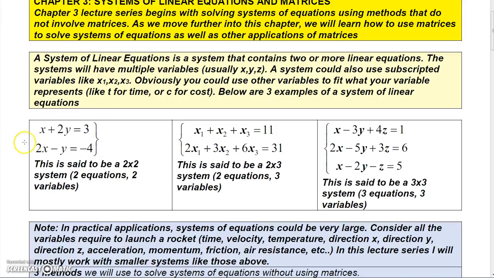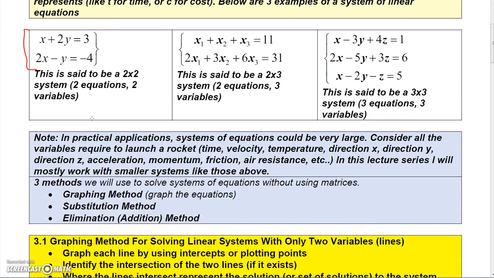Alright, so these two equations are linear because the variables are first degree variables. This is x to the first, y to the first. So this is said to be a system of linear equations where you have two equations and two unknowns. This is a system where you have two equations and three unknowns, and it shows you can use subscripted variables instead of the standard x, y, and z. So I used x1, x2, and x3 here. And here's another system of three equations and three unknowns.